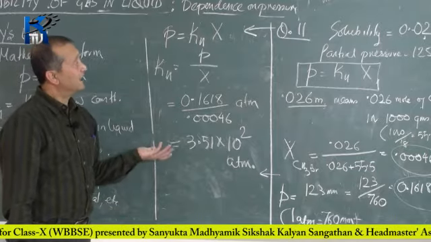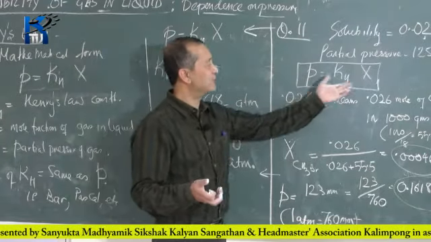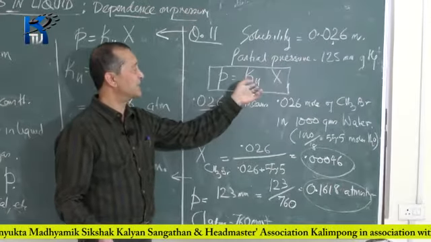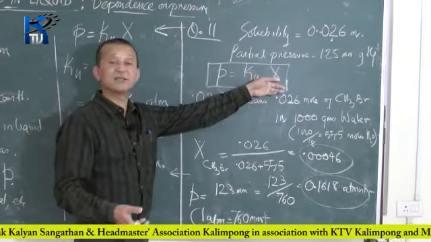So this is how you solve problems on Henry's law. Once you know the partial pressure and once you know the mole fraction, then you can find KH. Or if you know KH and if you know the pressure, then you can also find out how much of the gas has dissolved in the liquid.